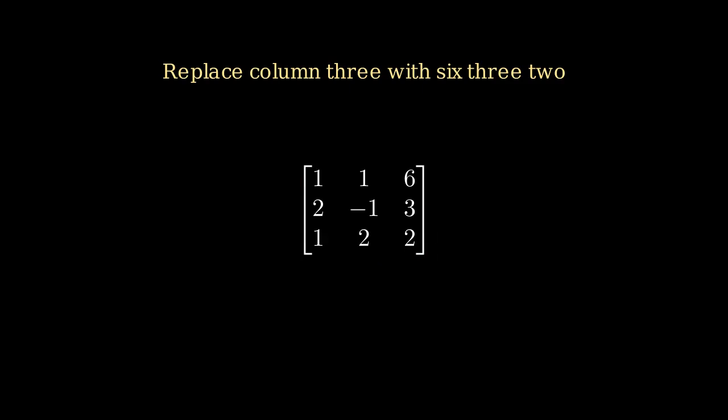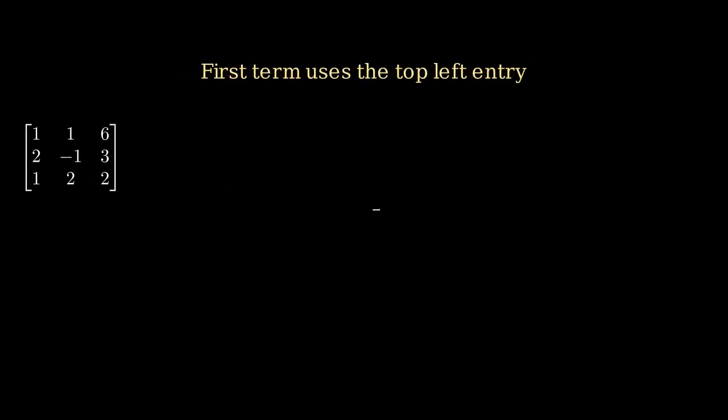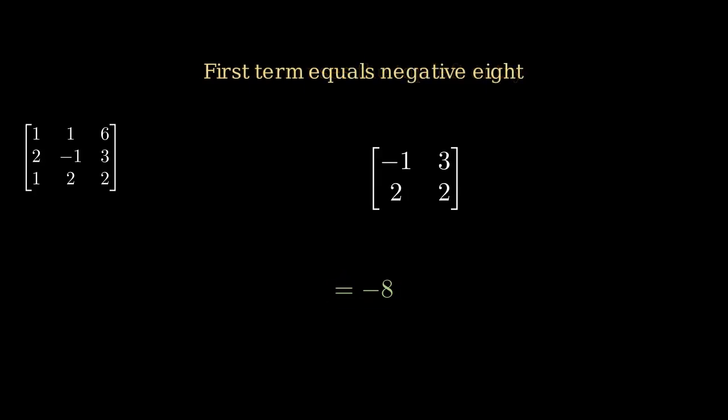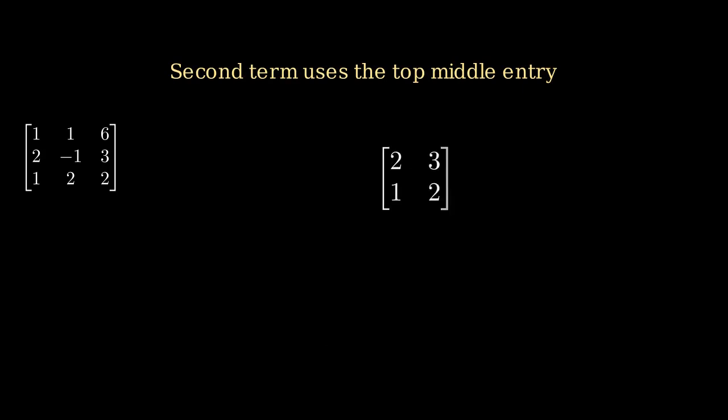To find z, we replace the third column of the matrix with the constants 6, 3, 2, giving a new matrix with top row 1, 1, 6, middle row 2, negative 1, 3, and bottom row 1, 2, 2. The first term is 1 times the determinant of negative 1, 3, 2, 2, which equals negative 1 times 2 minus 3 times 2 equals negative 2 minus 6 equals negative 8. So the first term equals negative 8.